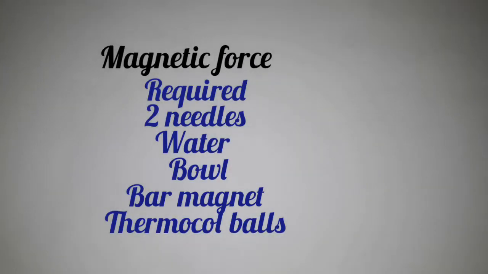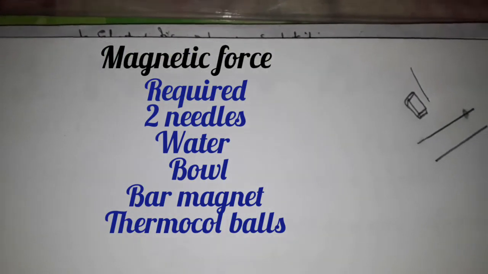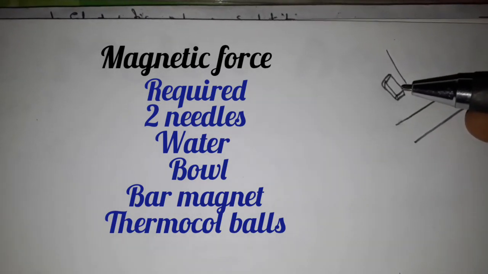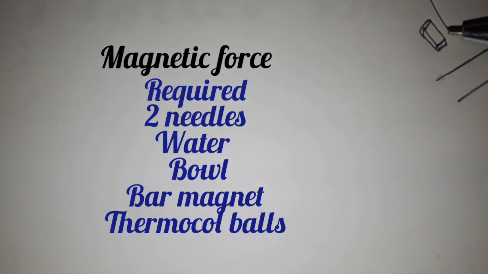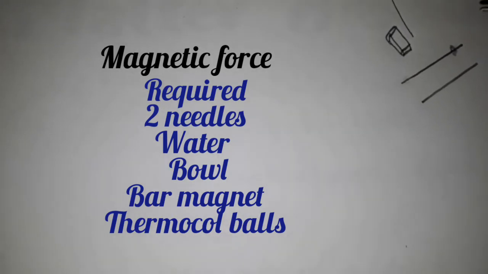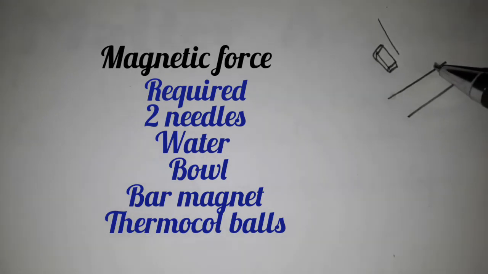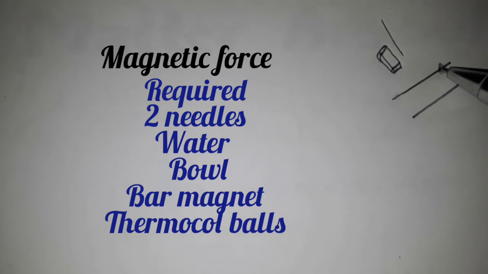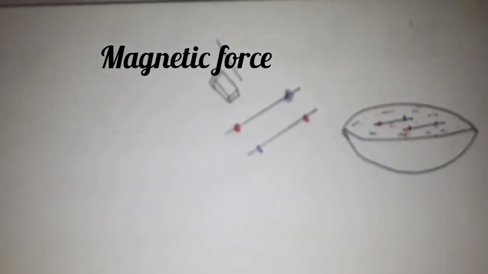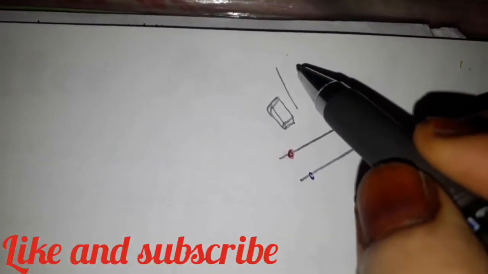What we are going to do is take a small needle and rub this needle with a small magnet. We'll rub two needles with the same magnet, and we will leave that magnet in a bowl. As a reminder, one needle has a north side and one has a south side. So we are rubbing two needles with the magnet.